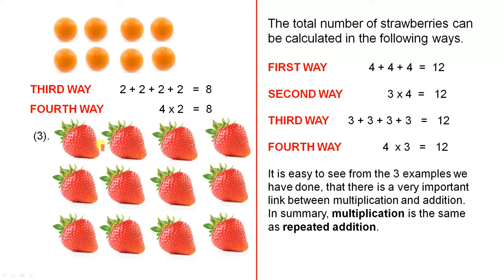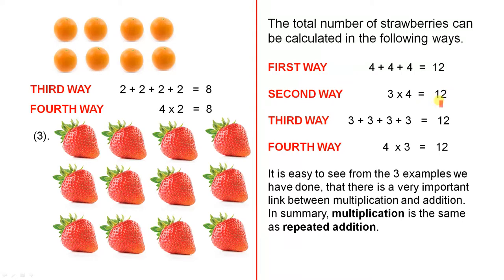Look at these strawberries here. We have 3 rows and we have 1, 2, 3, 4 columns. The total number of strawberries can be calculated in the following ways. The first way, 4 plus 4 plus 4 equals 12. That is, this row plus this row plus this row. The second way, 3 times 4 equals 12. That is, 3 rows, each containing 4.